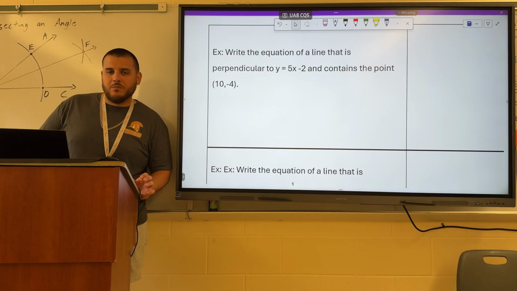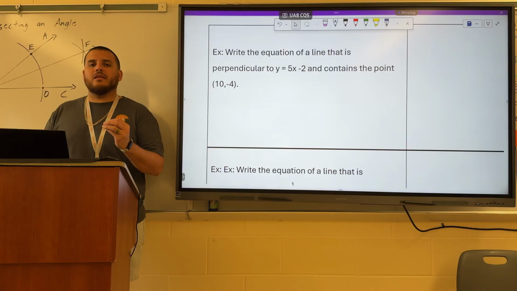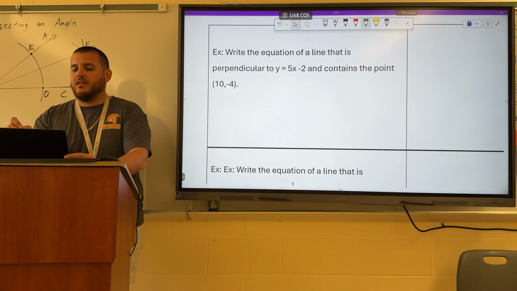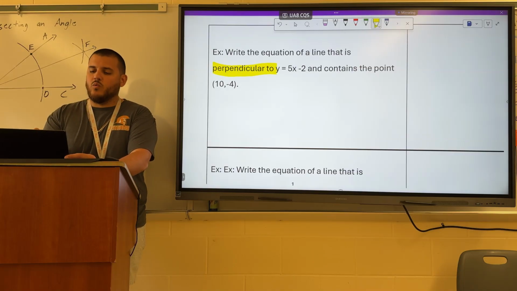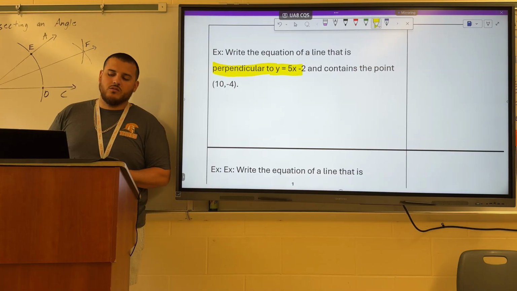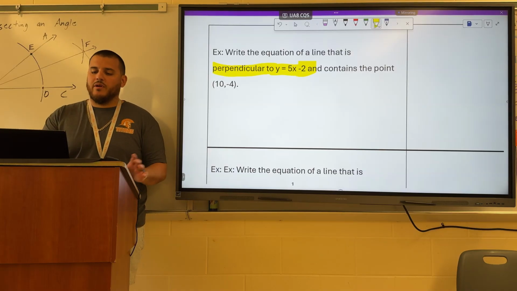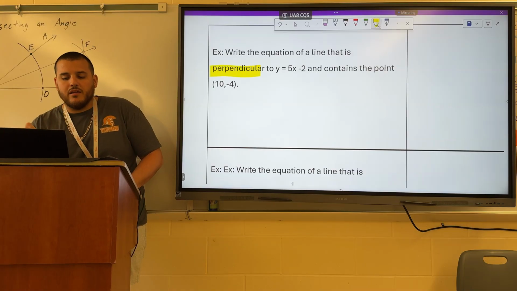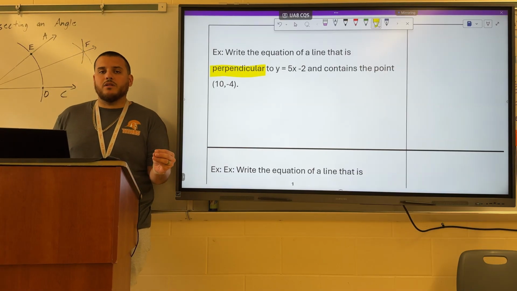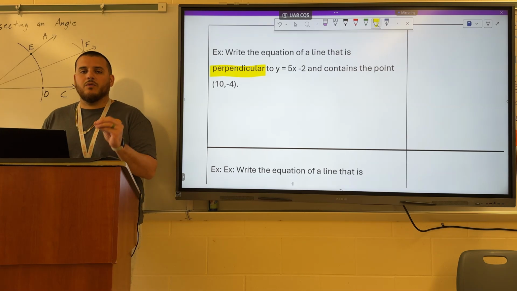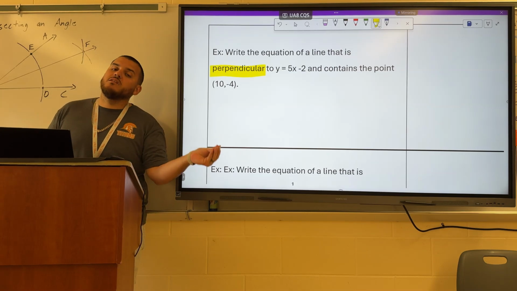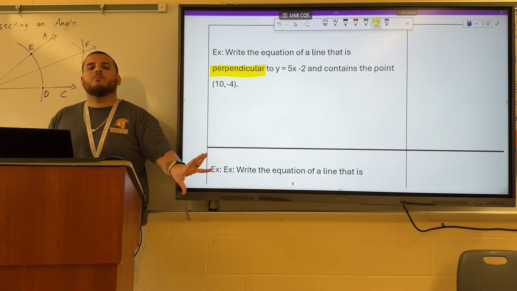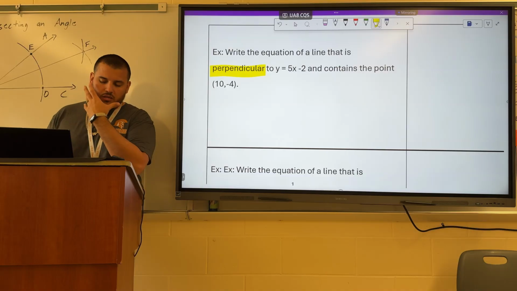We're going to take all this perpendicular line knowledge now to actually write the equations of perpendicular lines in slope-intercept form. So we're writing the equation of a line perpendicular to y equals 5x minus 2 and containing the point positive 10, negative 4. So the perpendicular part in here is important. We know perpendicular lines have negative reciprocal slopes. So we're going to find the slope of the line that we're perpendicular to, and we're going to write the negative reciprocal of that, and that will be the slope that we're going to use throughout our problem.